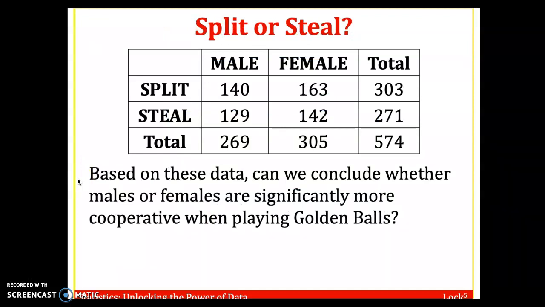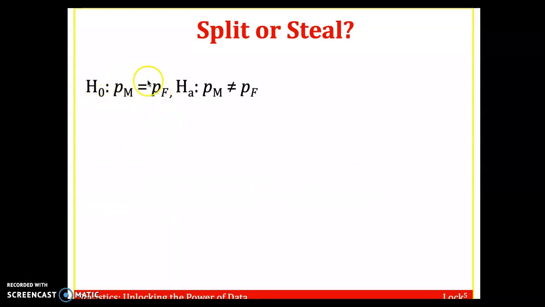All right, so based on the data, can we conclude whether males or females are significantly more cooperative when playing Golden Balls? All right, here, the null hypothesis, we're going to assume the two population proportions are equal, and we're going to say the alternative is not equal. So don't forget, when we calculate the p-value, this means we're going to double the area of the tail.